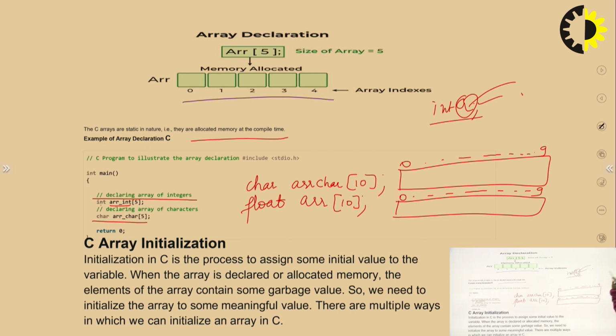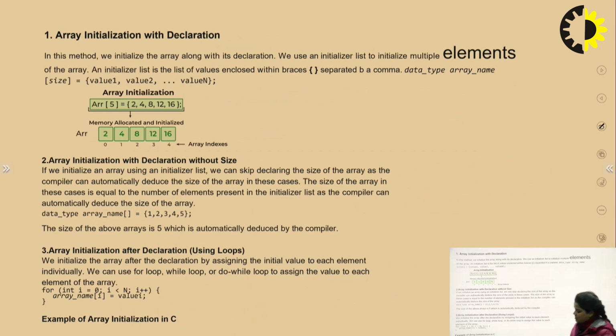Now see, array initialization with declaration. In this method, we initialize the array along with its declaration. We use an initializer list to initialize multiple elements of the array. An initializer list is the list of values enclosed with braces. Earlier, in order to allocate memory, we used the square brackets, but to initialize the values, we use curly braces.